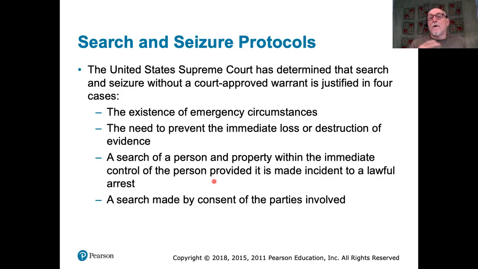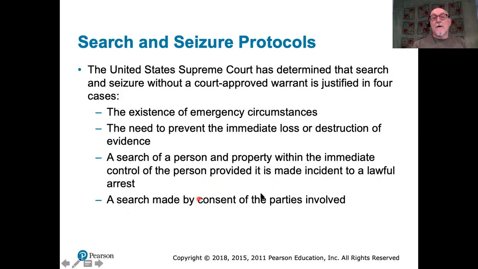A person and property can be searched if that person has been arrested and the property or the car, the house, whatever, is in the immediate control of that person who has been arrested pertinent to a particular crime. This is very important, that their arrest be pertinent to the investigation. They can't go in and collect evidence for another crime. If they see the evidence of another crime, they can go get another warrant, but they can't collect evidence of another crime when they're investigating something.